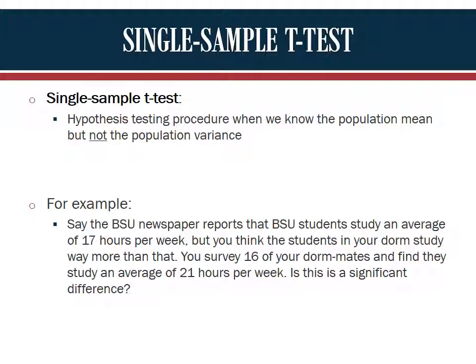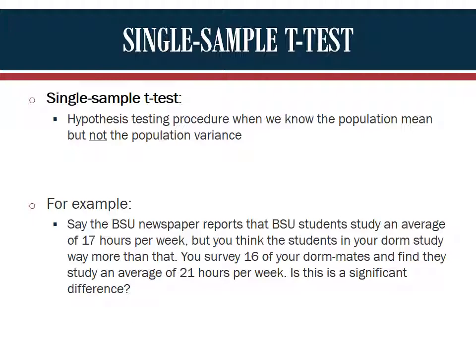So for example, I adapted this from an example in the textbook, and we're going to circle back around to this after spring break and actually calculate it. We're going to use it just to frame this idea right now. So for example, say that the BSU newspaper reports that BSU students study an average of 17 hours per week, but you think the students in your dorm study way more than that. So you survey 16 of your dorm mates and find that they study an average of 21 hours per week.